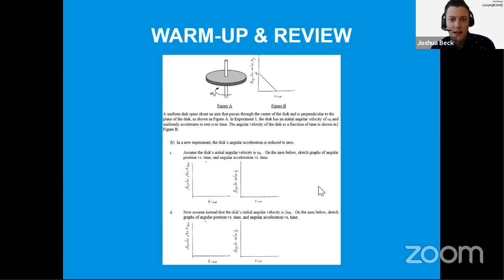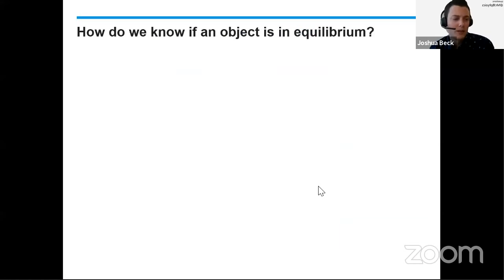So before we dive into that, I actually want to review a little bit about what equilibrium means. So I want you to see if you can answer this in your own room or wherever you're watching this video right now. How would you know if something was in equilibrium? I want you to think about this for just a second. There's probably a lot of different answers out there.